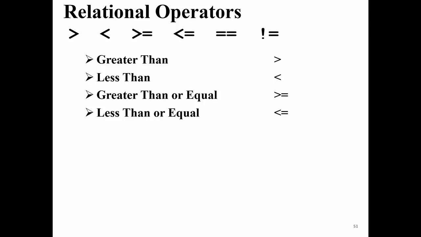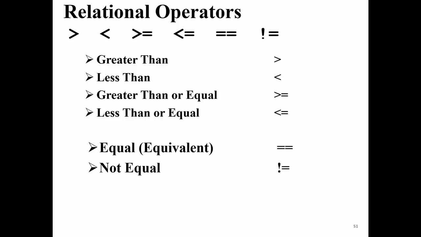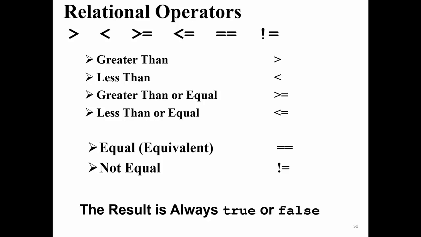Before I jump to discuss, I will just remind you about the relational operators, which are greater than, less than, greater than or equal, less than or equal, and equal, which is not for assigning a variable. This is for equivalency. You want to check if these two items or two variables have the same value, or two rectangles are equivalent. As you saw in the previous example, two rectangles are equal if their width and height are equal. Then not equal. The result of all of these relational operators is either true or false.